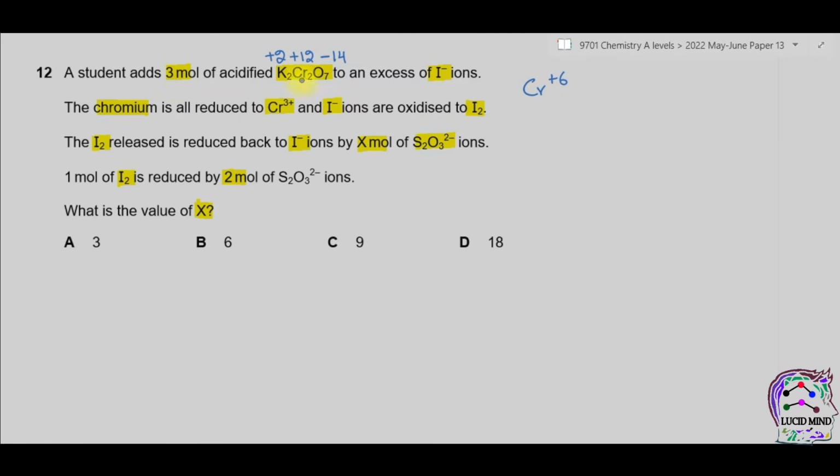Now it says we have 3 moles of acidified potassium dichromate. Let's suppose we have 1 mole of K2Cr2O7, it will form 2 moles of potassium K+, as we have 2K, 2 moles of Cr which is +6, and 7 moles of oxygen which is O2-. But it says we have 3 moles of acidified potassium dichromate. So if we have 3 moles, then everything will be multiplied by 3.